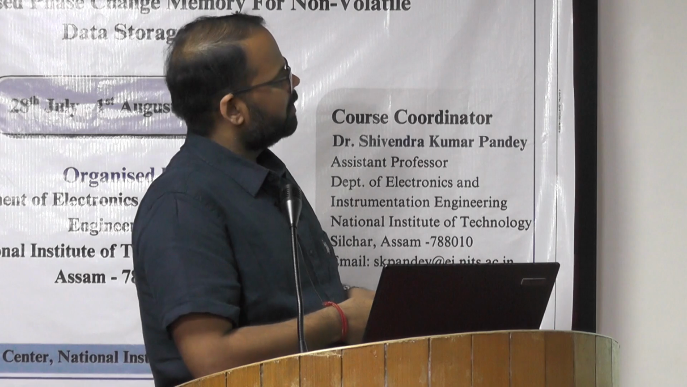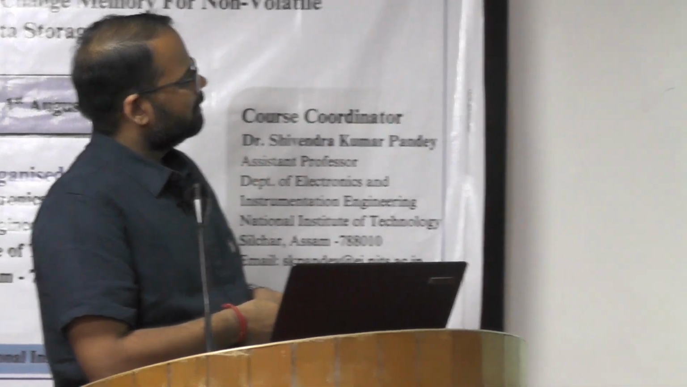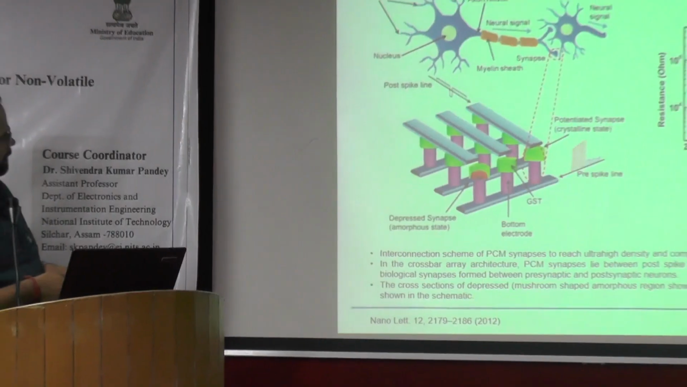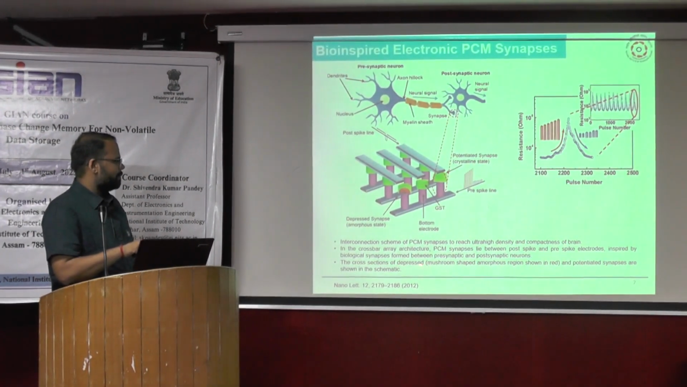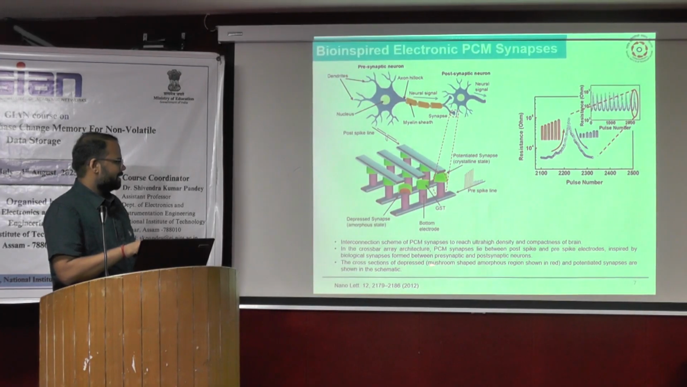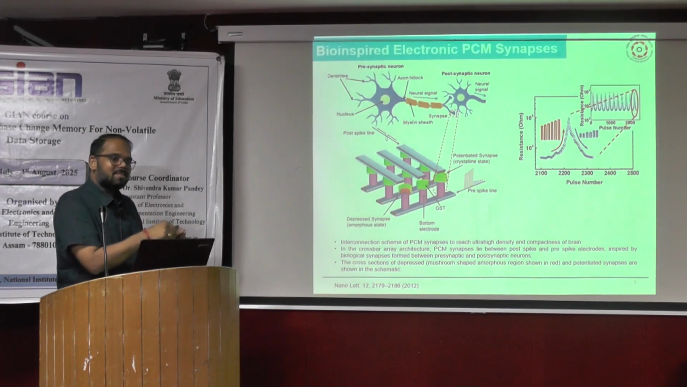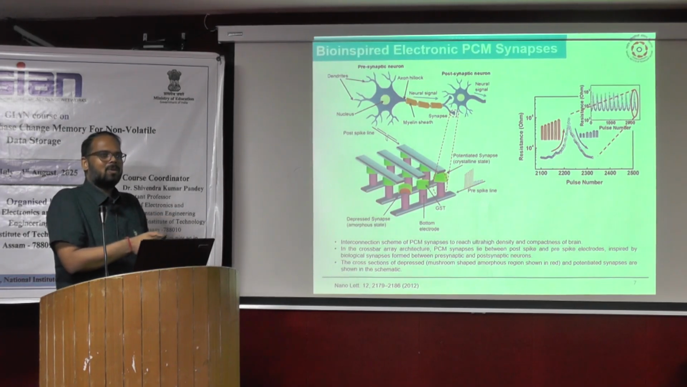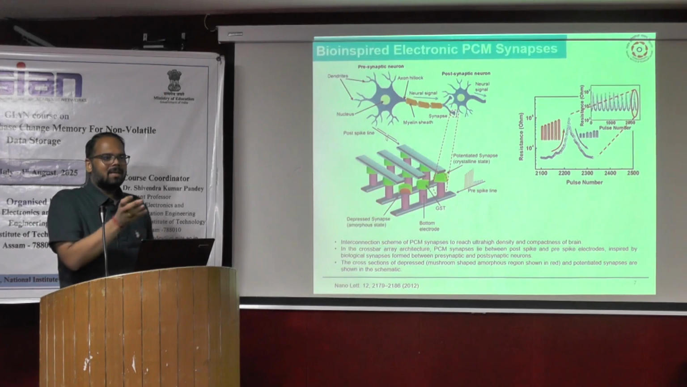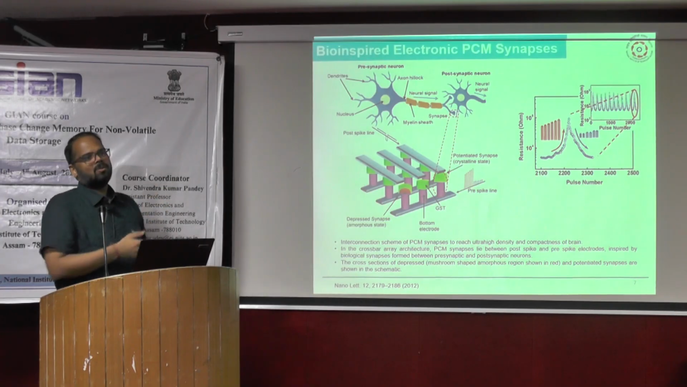In the first figure I have shown you the array. I can show you here the cross section of the depressed, mushroom-shaped region shown in red. Only this red part. Depressed means reset, and reset means the region is amorphous. The depress pulse is relatively lower in width, so that you can get an amorphous region inside.